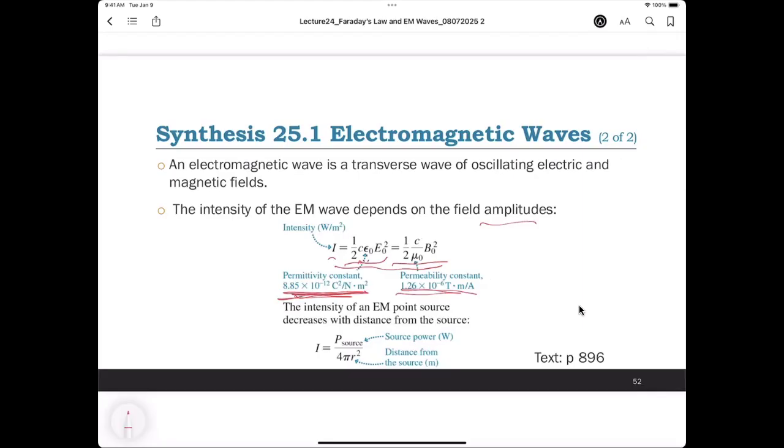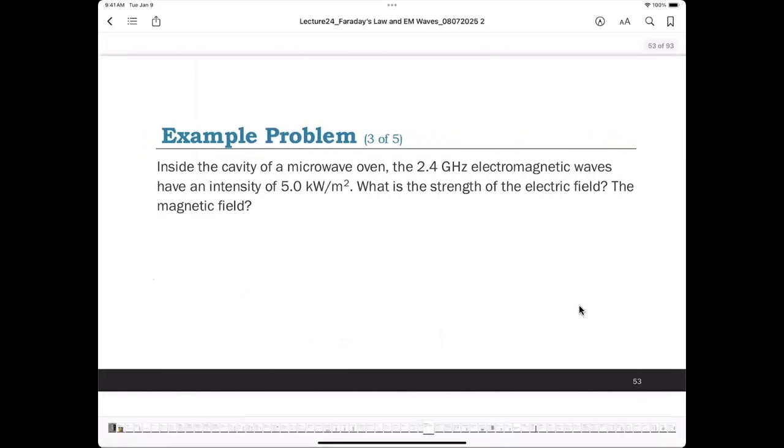The intensity of an EM point source decreases with the distance from the source. You can see, because it equals this one, as the distance increases the intensity will decrease. Does that make sense to you? Okay, let's talk about this example problem.